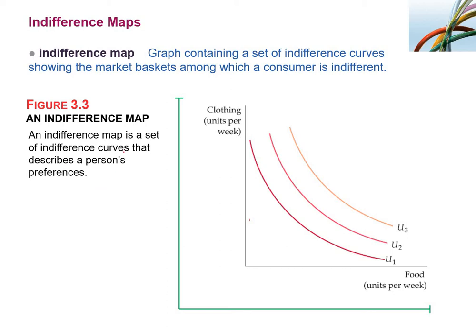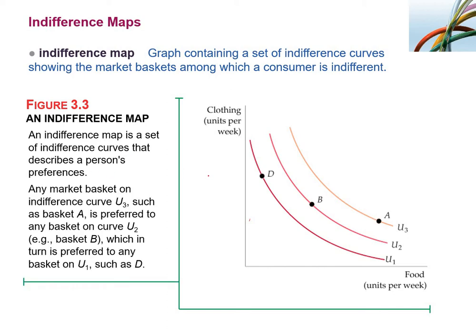So an indifference map is a set of indifference curves that describes a person's preferences, okay. Any market basket on indifference curve U3, such as market basket A, okay, is preferred to any basket on curve U2, for example market basket B in this case, which in turn is preferred to any market basket on U1 such as D.